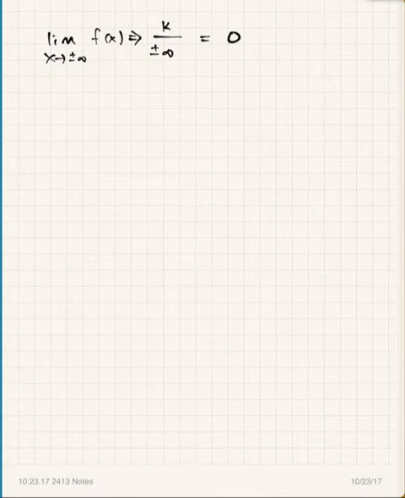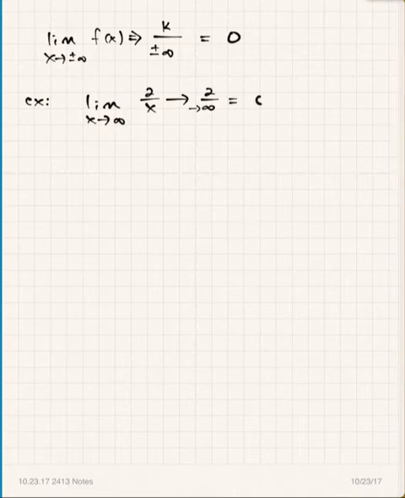So as an example here, if you have the limit as x goes to infinity of 2 over x, let's do something simple. So what have we got here? The numerator is actually always 2 here. It's a constant, but the denominator is getting large without bound. This is an example of the form that we saw at the top of the screen. That limit is 0. 2 over a number that's getting larger and larger is going to get closer and closer to 0.